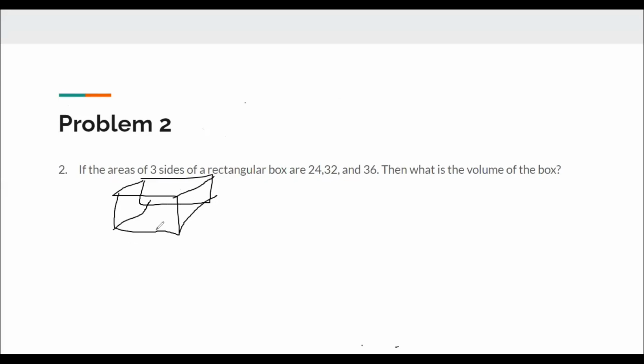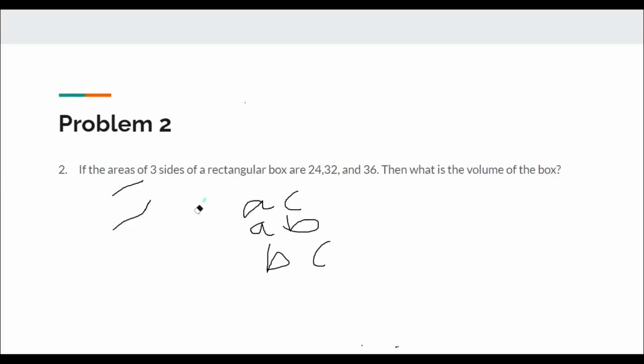Okay, so this is a rectangular box. It has 3 dimensions, A, B, and C. Okay, so the area of one face is AC. The area of the bottom face is going to be AB. And the area of this face is BC. Those are the 3 rectangular box faces that you can take the area of. So you know this is equal to 24. It doesn't really matter the order. It's equal to 32, and this is equal to 36.